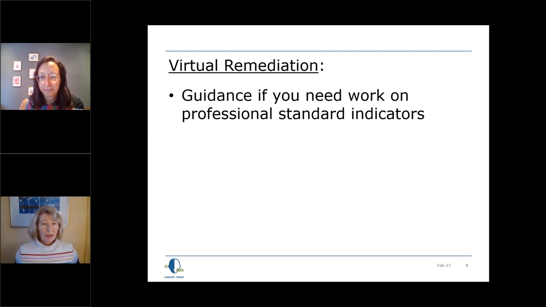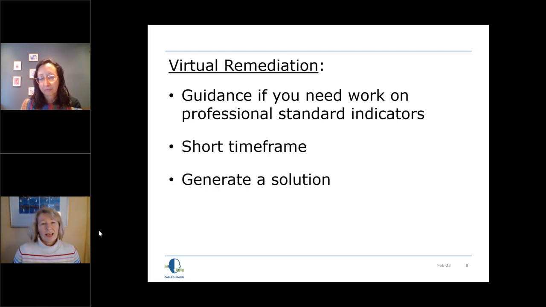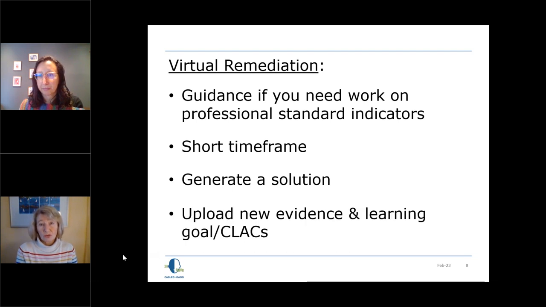What happens here is that you and the peer assessor agree on a solution. Is it something you can fix in a short time frame and that you can provide new evidence to show that you now meet that indicator? You'd need a short time frame, we'd say a week to four weeks. Some people can do it within a day or two. You would upload that new evidence, identify a learning goal, and provide some continuing learning activity credits to show that new learning has taken place.